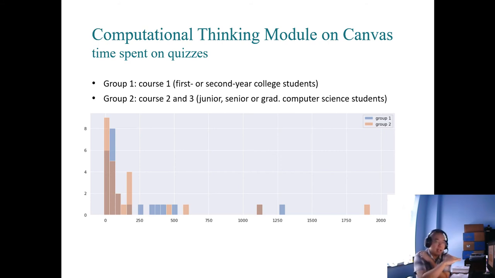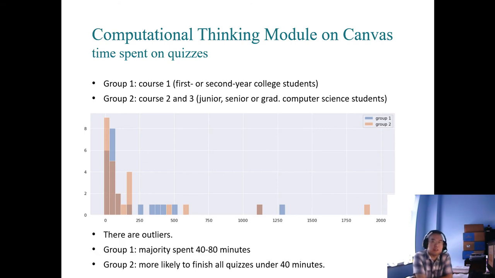Okay, and for the x-axis, remember that is the number of minutes, and for each bin or each bar, the width is 40 minutes, and for the y-axis, that is the number of students. The first thing we can see is on the right side, there are some outliers, and I can't really imagine that a student spent more than 1,000 minutes on the quiz.